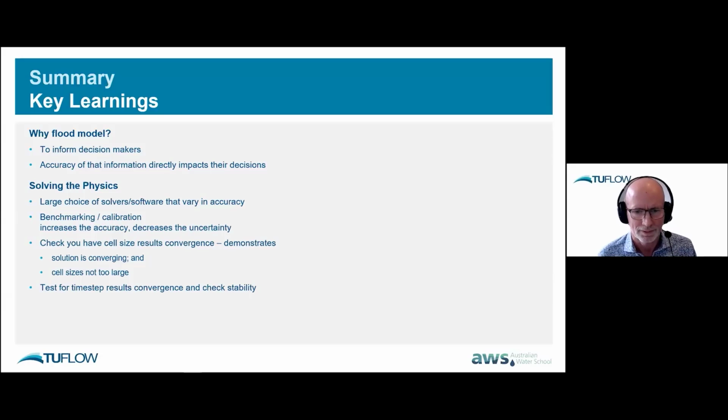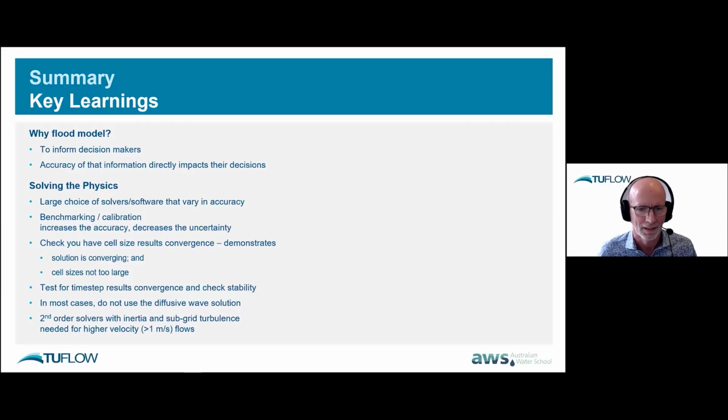Time step convergence, that's another thing that's good to check now and then. If you change your time step, do you get the same results? And that might be part of your stability checking process. Look, in most flood models, the diffusive wave solution is not appropriate, but it can be if it's a fairly benign system. But in most flood models, you really need to be in the second order solvers that include inertia and subgrid turbulence.